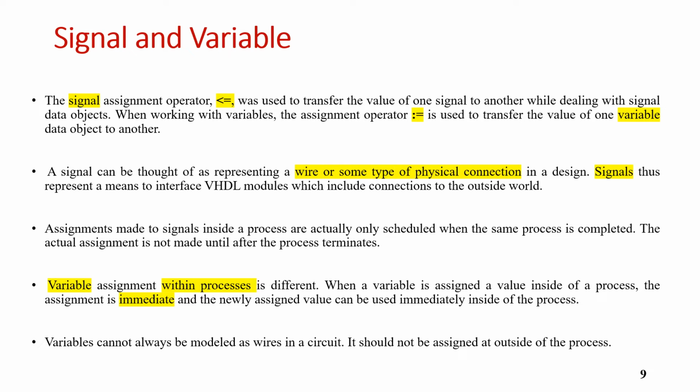If you use the signal inside of the process, the assignment is not immediate, but it is done after 1 clock. Variable assignment within a process is different. When a variable is assigned in the process, the assignment is done immediately. And another thing, we can't use the variable outside of the process.